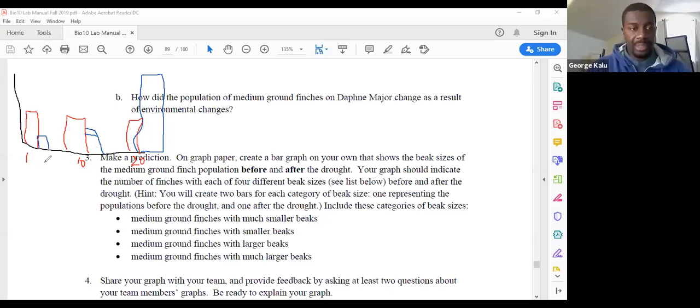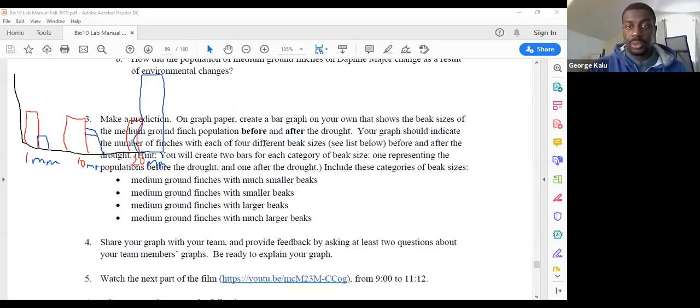So let's say this is 1 millimeter, this is 10 millimeters, and then 20 millimeter beaks. Okay. So after the drought, we expect to see a larger number of large beaked birds, and then a smaller number of these small beaked birds, right? Cool. So that's our environmental changes there.